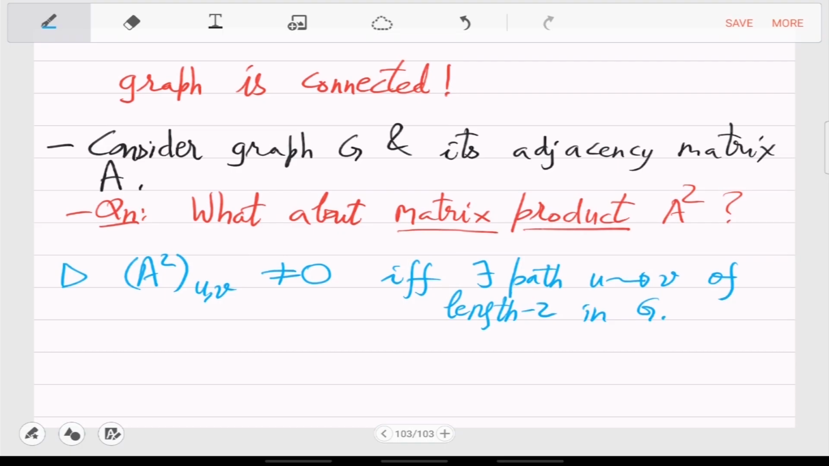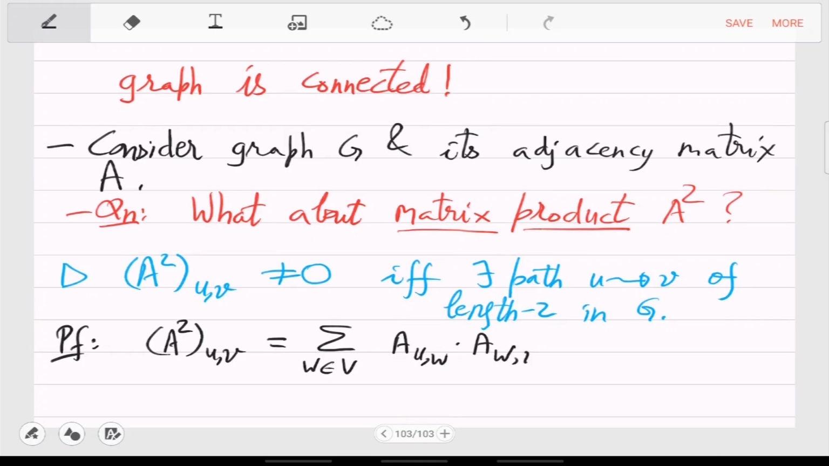Okay, is that fine? So a path of length 2 means that U goes to W and W goes to V. So in the uth row of the matrix, maybe we just write a line of the proof. A square U comma V is what? It is the sum over all W's, A U W times A W V. Now the W which allows you to go from U to V will contribute a 1 here. Others will contribute either 0 or 1, but in any case this will be positive if and only if there exists U to W to V in the graph. Is that fine?